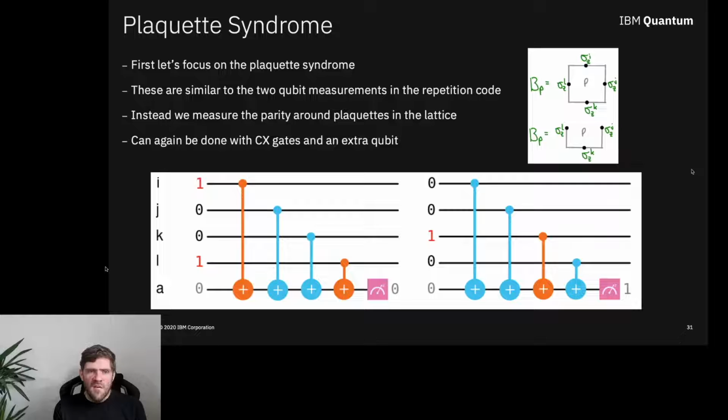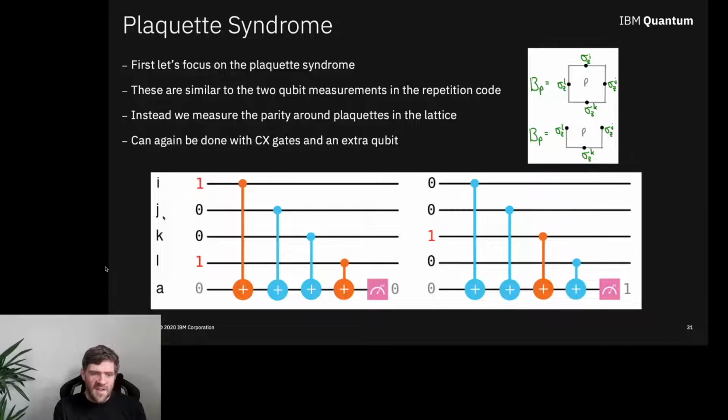So let's first focus on the plaquette syndrome, and actually we're going to go through all of the steps of how this quantum error correction scheme works, but only with the plaquette syndrome to see how it detects and corrects bit flip errors. So these are similar to the 2 qubit measurements in the repetition code, where we make 2 qubit ZZs, and the circuit that we use is very similar. It's just we do it controlled on 4 qubits instead of just controlled on 2.